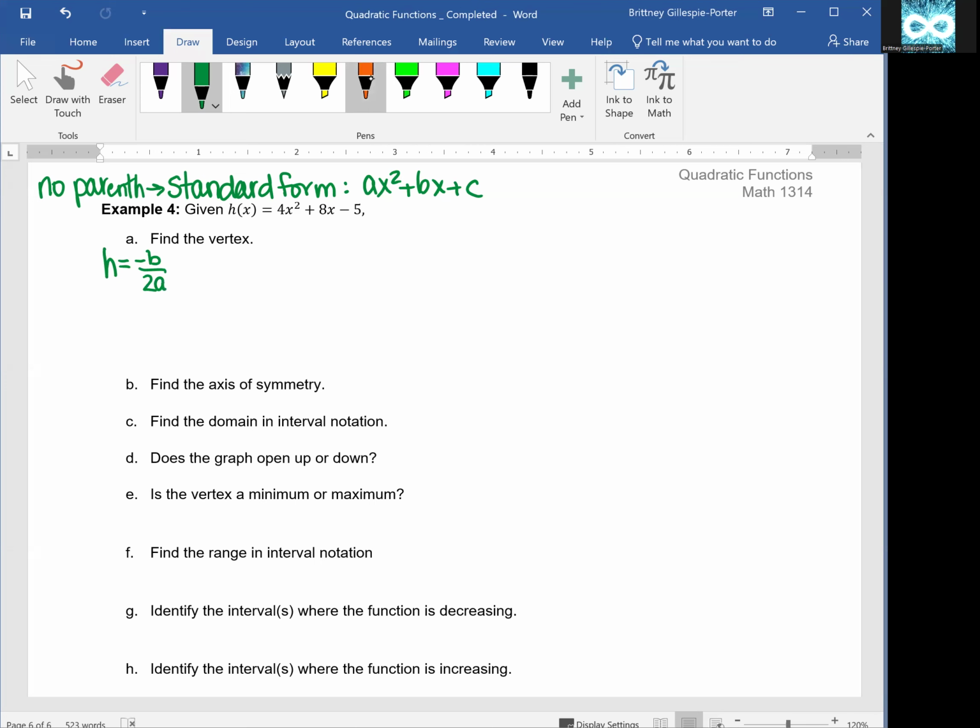Looking back at my function, a is the coefficient of our x squared, which is 4. B is 8, and c is negative 5. So plugging in to find my h, I am going to have negative 8 all over 2 times a, which was 4, which gets me negative 8 all over 8. We find out that we have negative 1.